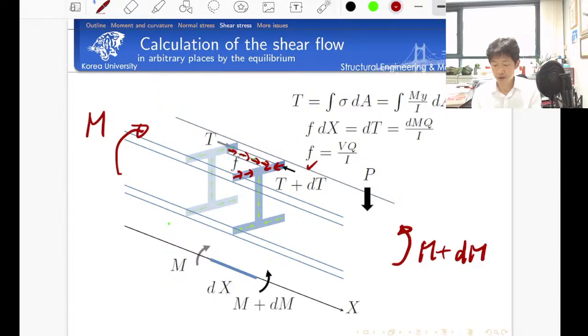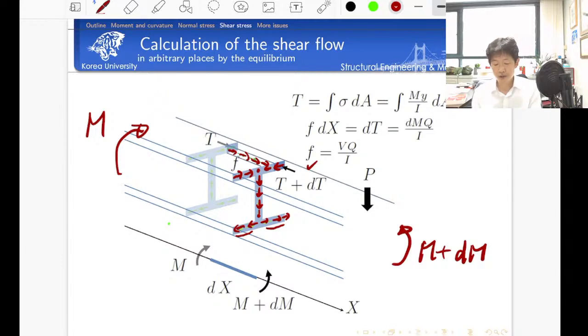So the shear flow converges to this point. And then if you calculate the shear flow further for this web, the shear flow goes down. And then here I have an error in my lecture note. On the bottom flange, the shear flow must go out. It diverges to the side. Okay, this is the direction of shear flow.